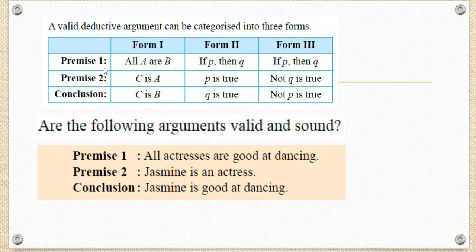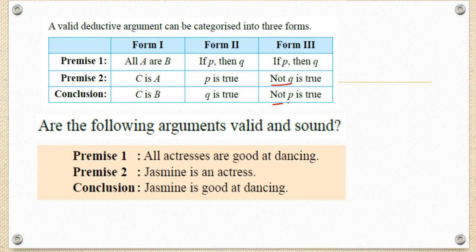Okay, we look at form 1. Premise, just now I told you, premise means statement 1, statement 2, then you get a conclusion. All A are B. C is A. Then you get C is B. Form 2: if P then Q. So P is true for premise 2, conclusion: Q is true. Form 3: if P then Q, statement 1, not Q.